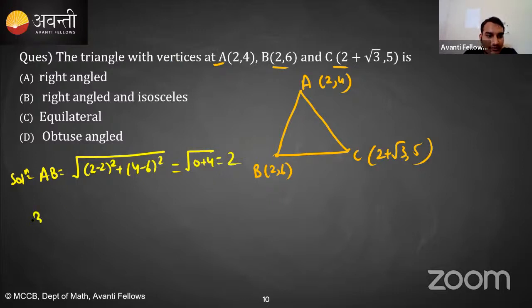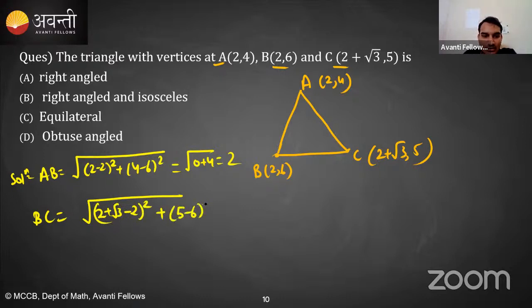If I ask you to find BC, the second side of the triangle, we again use the distance formula. So (2 plus root 3 minus 2) whole square plus (5 minus 6) whole square, which is nothing but 2 plus root 3 minus 2. So 2 and 2 cancel out. So this is nothing but root 3 square, which is 3, plus minus 1 whole square, which is 1. Again it is root 4. Again it is 2. Okay.